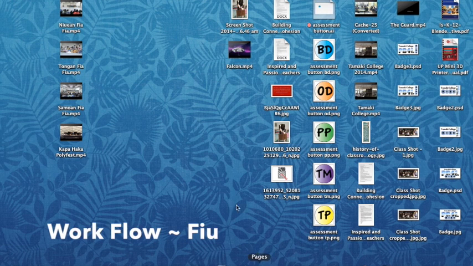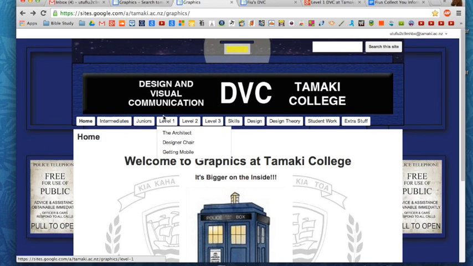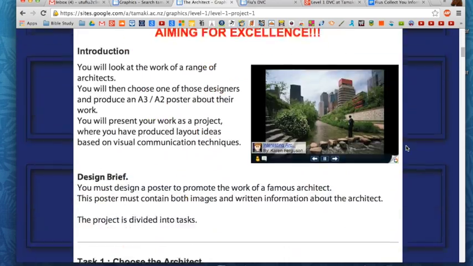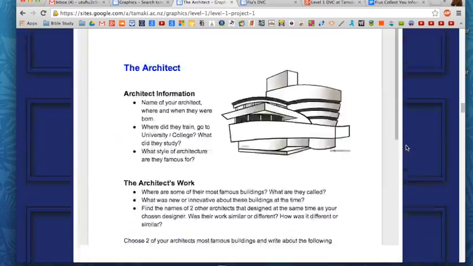Hey guys, Fiu here from Tamaki College. At the moment, I am a Level 1 student at Tamaki College. Since we've already started, I'll just take you through a little example of what I do. At the moment, I'm working on my design development.